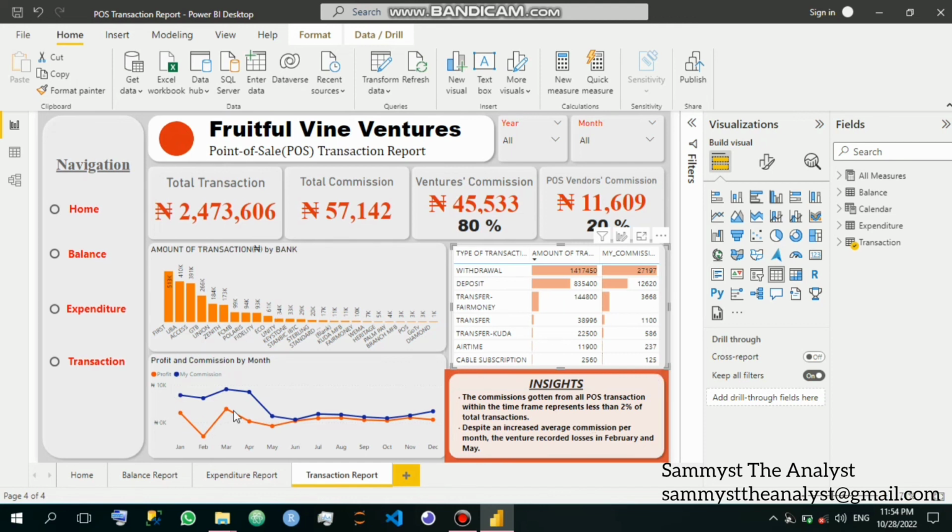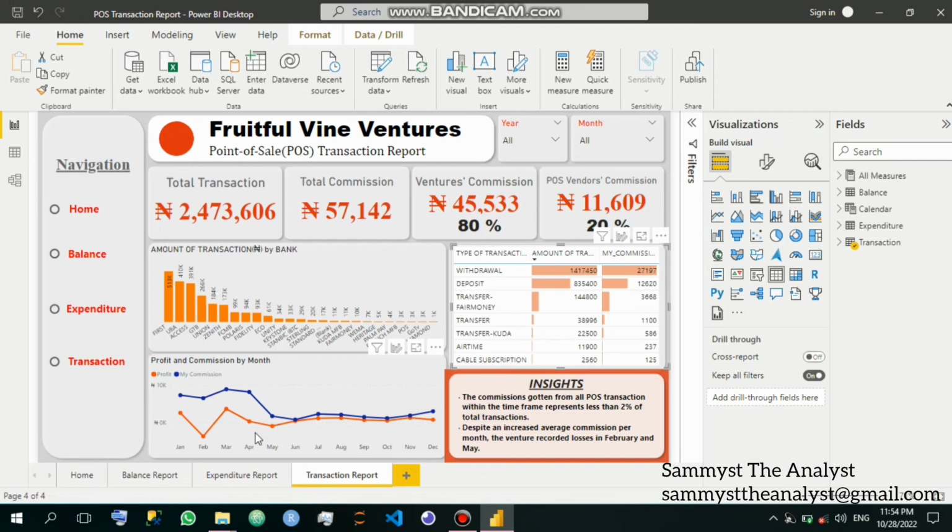So on the average, commission shows an increase. Now, in spite of that, the venture still recorded losses in February, as you can see, and also in May. The losses are running in negative numbers.